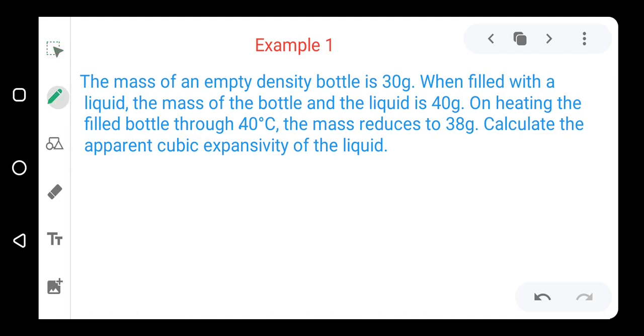We know that apparent cubic expansivity is equal to the volume lost over the volume remaining times the temperature change. Now, what is the volume lost here? The volume lost here is equal to the volume when filled minus the volume after heating. Now, when filled, it is 40 grams, and minus the volume after heating, it is 38.